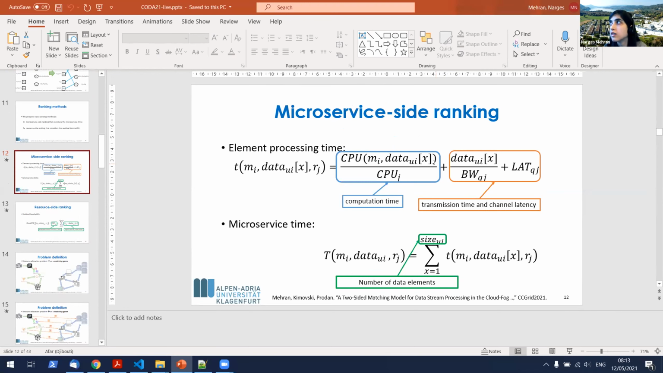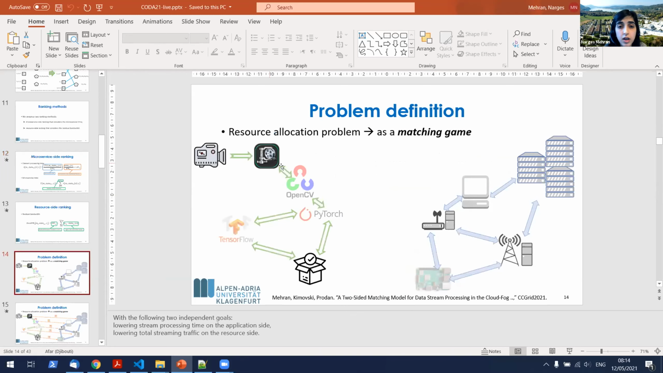I would like to say that at the beginning we would like to consider such data streams that a specific microservice, for example here the compression microservice, will receive a large amount of video data in terms of, for example, the frame size, and it will start its processing, so that at the beginning it will be clear for us.